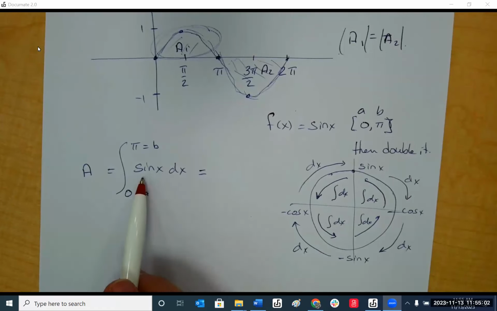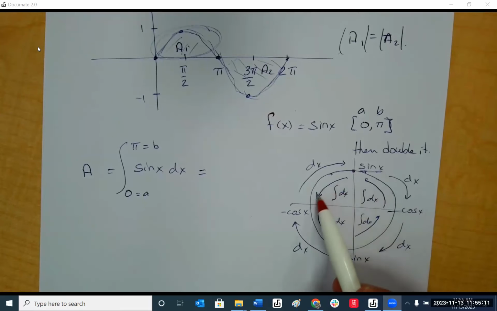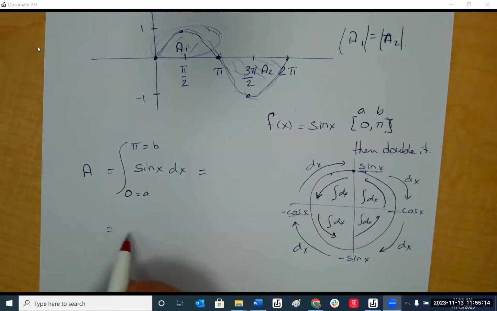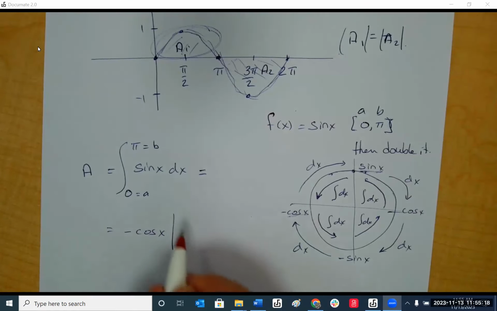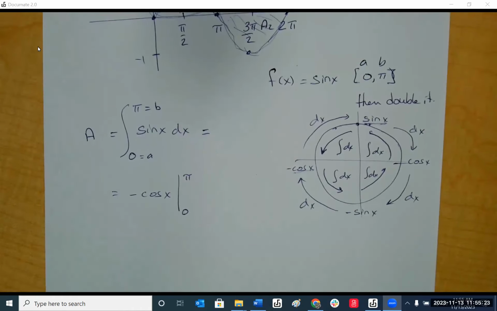So what's the integral of sine x? So here's sine x. So it would be negative cosine. Yeah, so this will be negative cosine x from 0 to pi.